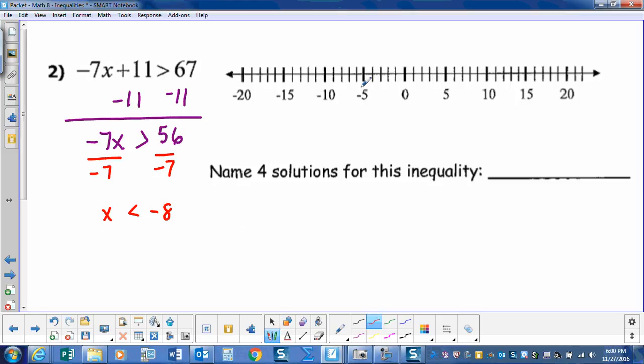I'm going to go find negative 8 on my number line. Negative 5, negative 6, negative 7, negative 8. And it's an open dot, and x is less than that. So to name 4 solutions that represent x is less than negative 8, it's going to be any of these negative numbers that are less than negative 8. So negative 100, negative 75, negative 20.2, and let's say negative 18.